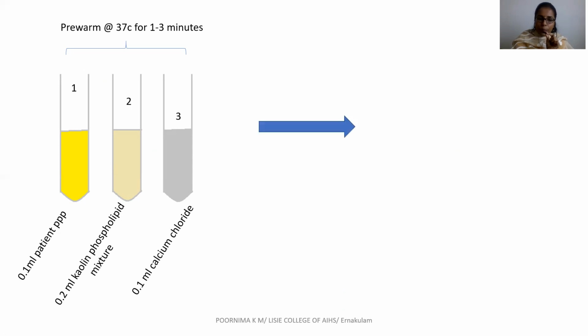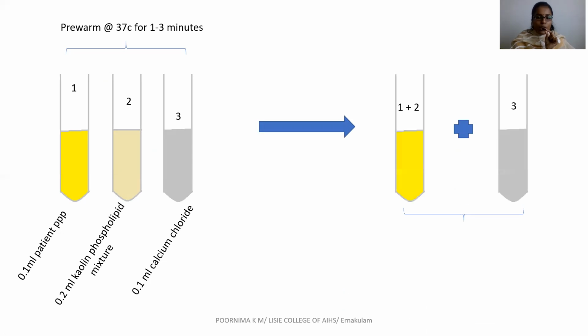Okay. So now after pre-warming, mix the contents of tube 1 and 2, that is mix 0.1 ml of patient platelet poor plasma with 0.2 ml of kaolin phospholipid mixture. And now factor 12 got activated. This activated factor 12 causes activation of factor 11, but coagulation does not proceed in the absence of calcium, that I have already told you. So we need to add calcium for the coagulation to proceed. So we are adding 0.1 ml of pre-warmed calcium chloride to it. Immediately start the stopwatch and record the time taken for the plasma to clot.